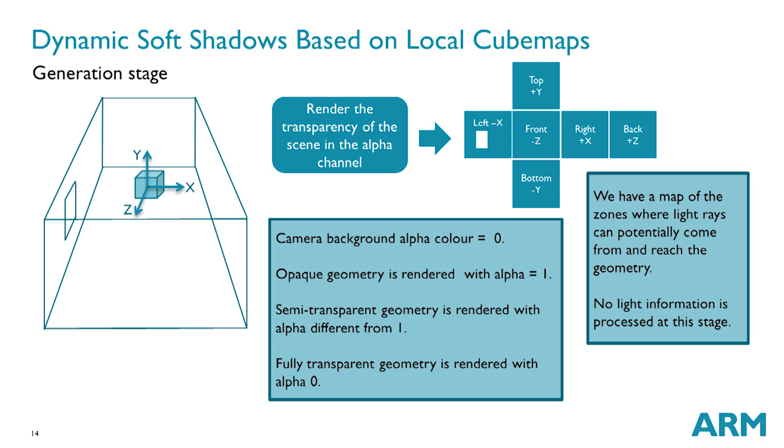This is the idea. At this point, we are not taking into account the number of lights or the position of the lights. The only requirement is that the light should be outside of our volume. So it means this technique will be independent of the number of lights and independent of the position of the lights.